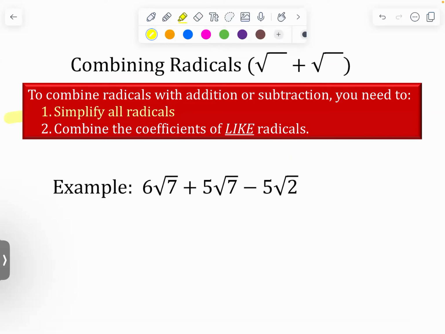Now, look at this note right here. Make sure you simplify all radicals before you start adding and subtracting things together, okay? So in my first example, we can all see that all of those radicals do not need to be simplified, okay? But if we have one that needs to be simplified, we would need to do that first. So look at this first example.